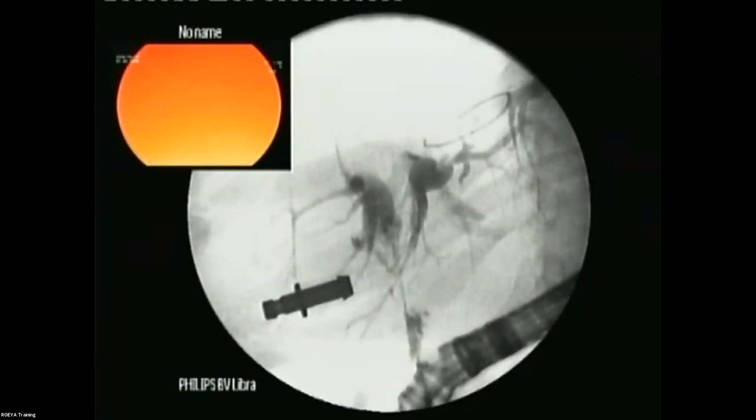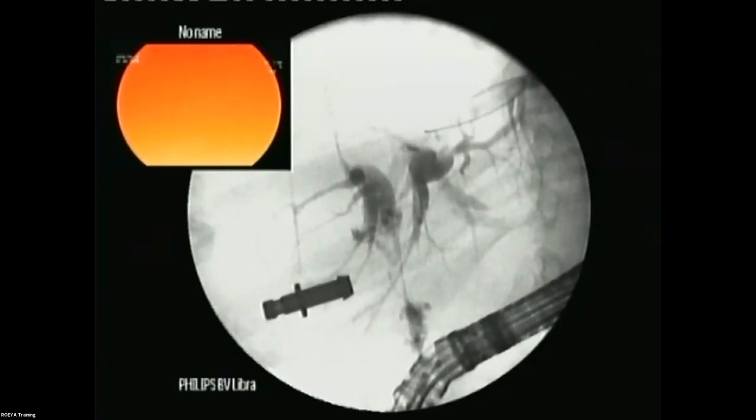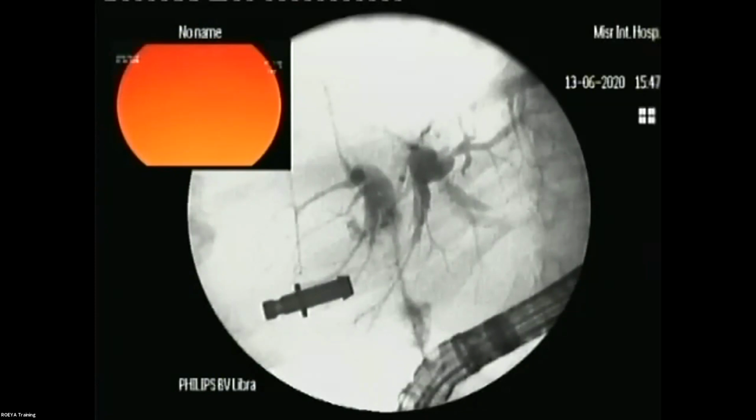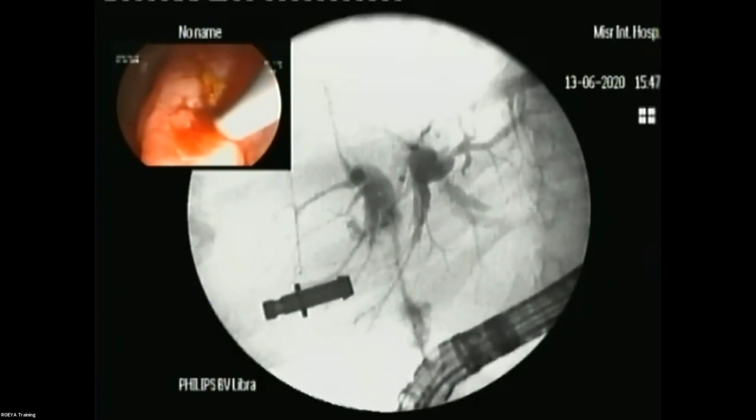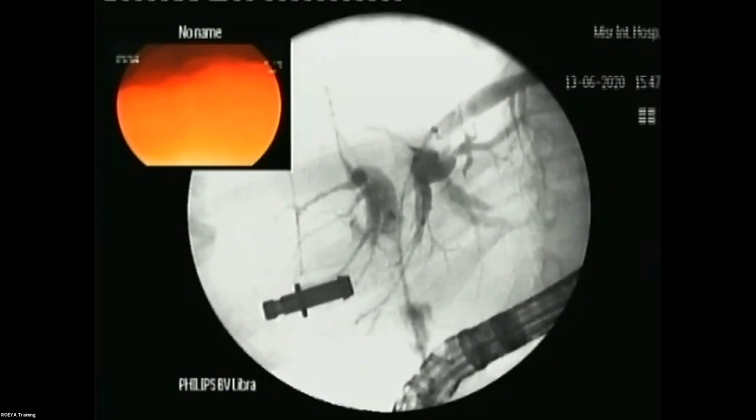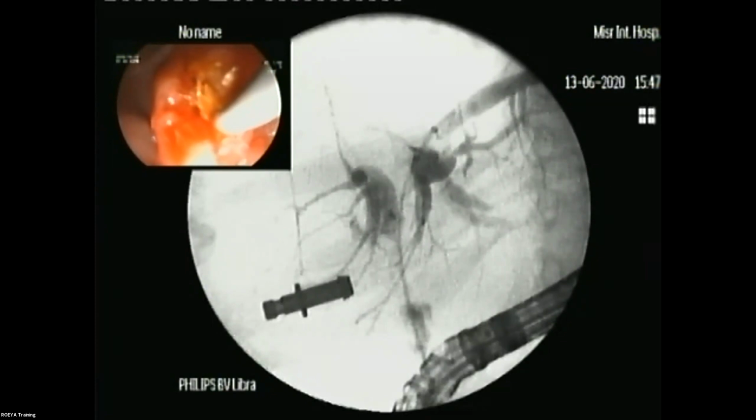The right and left are clear. Now what I will do, Hani will inflate the balloon here, and then we will go down. Now one thing you have to bear in mind, especially when you have these benign strictures, is that after some time the CBD shortens very much due to the fibrosis. So you should expect a very short CBD.